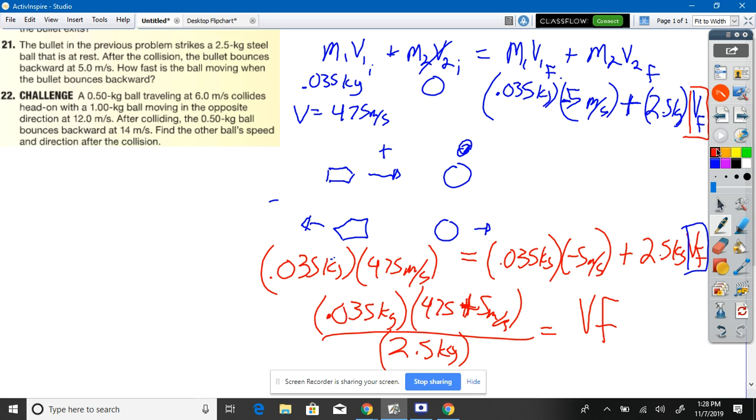6.72. So you end up with a positive 6.72 meters per second, which means the steel ball is moving this way, 6.72 meters per second, in the positive direction. Did you get that there, Alejandro?